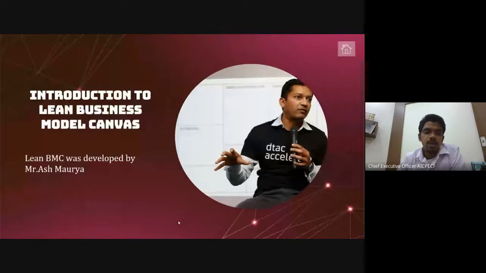A small touch up on Lean Canvas. Lean Canvas is nothing but an extended version of a BMC, a more leaner version.